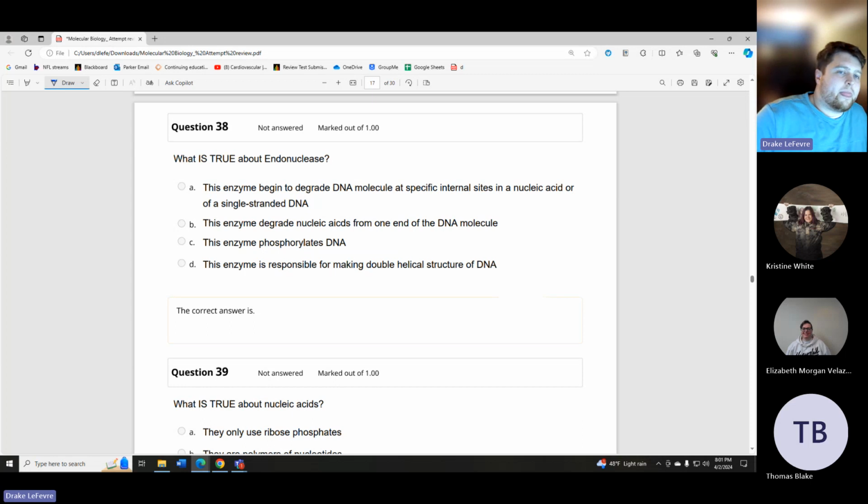What is true about endonuclease? This enzyme begins to degrade DNA molecules at specific internal sites in a nucleic acid or of a single-stranded DNA. This enzyme degrades nucleic acids from one end of the DNA molecule. This enzyme phosphorylates DNA, or this enzyme is responsible for making the double helical structure of DNA. I'm going to go with A. Yep, that is correct. And then wouldn't the exonucleases be the ones that start from the ends of the DNA? Yep. Okay.